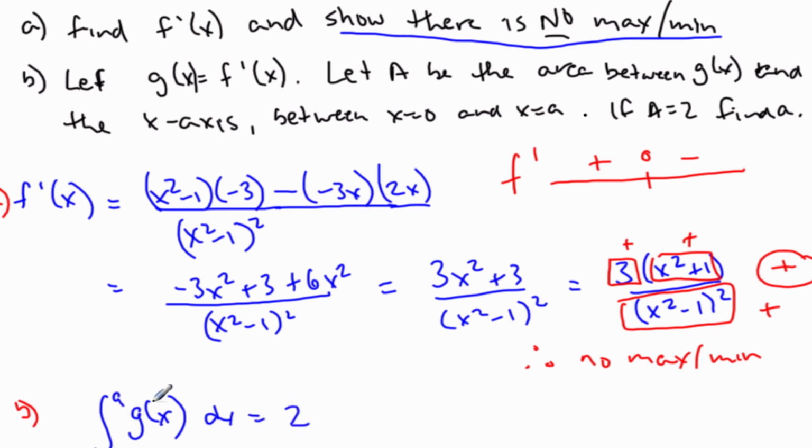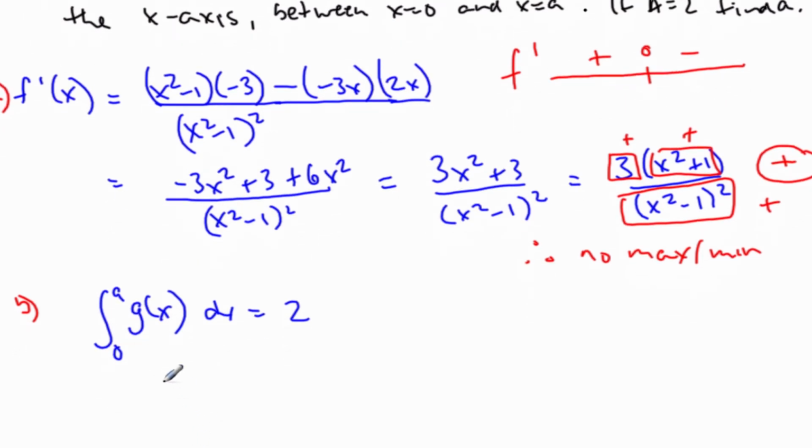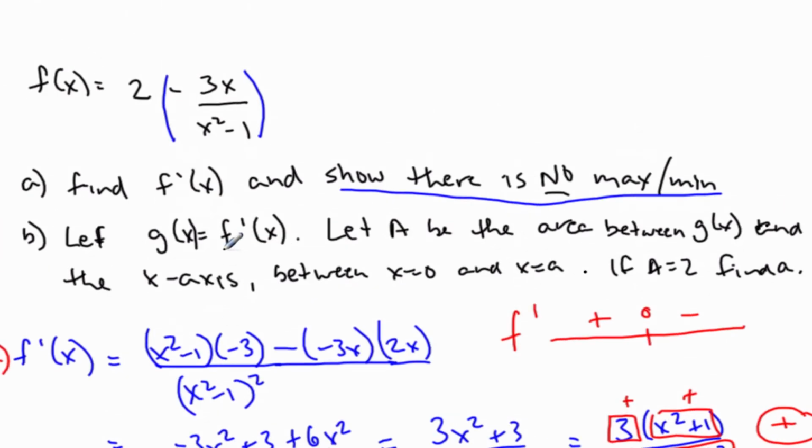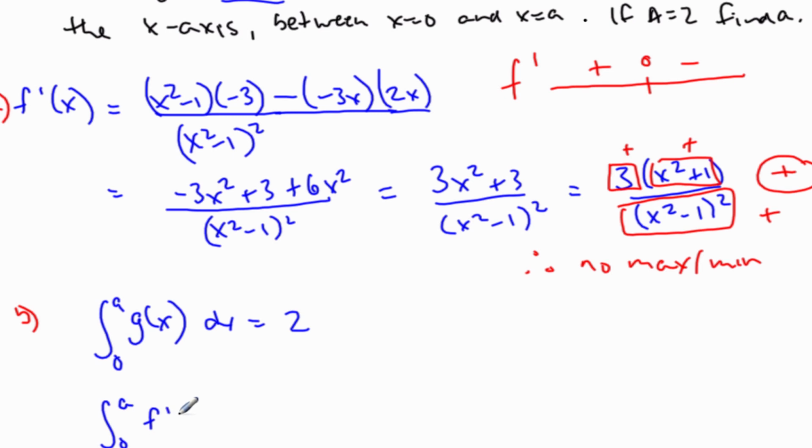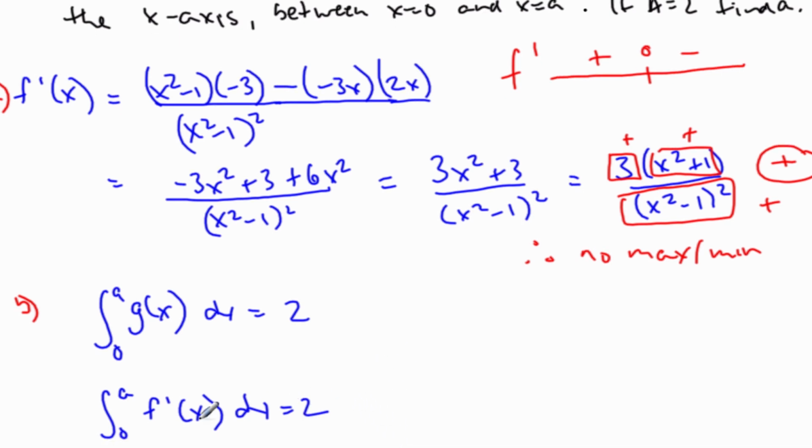I want to find a. Well, I have to find the antiderivative of this, which I don't even know what g is. But what I do know is that g, I'm told, is equal to f prime of x. So if I substitute that in, the integral of f prime of x dx equals 2. Now I can do something. I want to do the antiderivative of the derivative. Well, it's got the derivative, then I want to undo the derivative. That means the antiderivative of the derivative is just f.